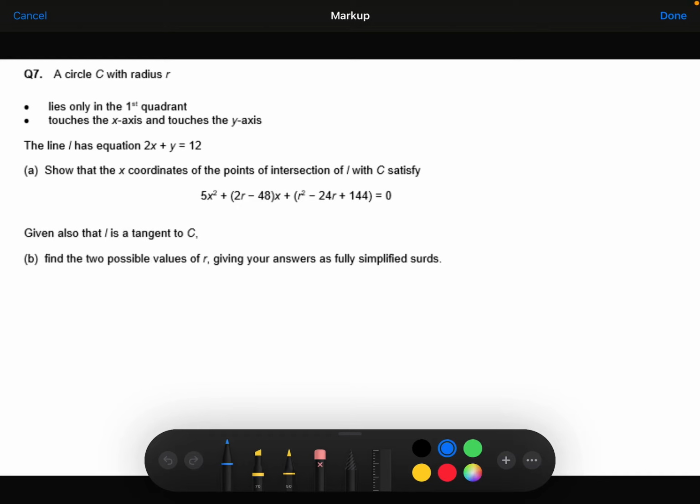A circle with radius r lies only in the first quadrant and it touches the x and the y axes. Right, so let's try and picture what that means. Lying only in the first quadrant means it's only in this part of the graph here. It's not in any of these other ones. It's only in the first quadrant.